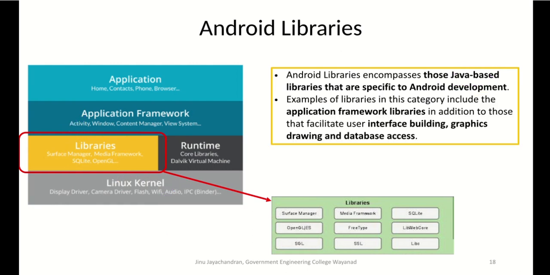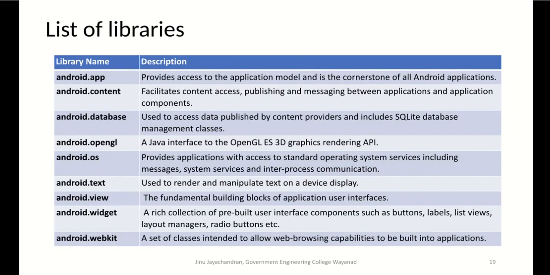Examples of libraries include application framework libraries in addition to interface, graphics, storage and database libraries. I am listing a good number of the libraries available in Android, just for your information. You can have a large number of libraries ranging from user interaction to advanced communication. These are some of the libraries which are used in Android.